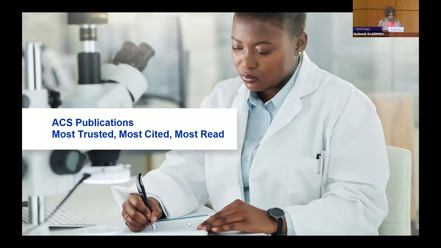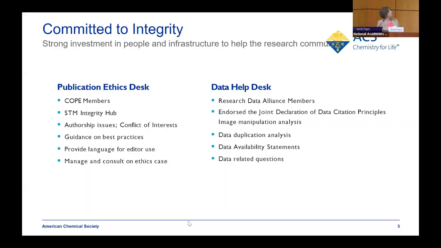So at ACS Publications, our 900 editors are all active practitioners of chemistry. They are professors, they are government researchers, they are corporate scientists, and they work closely with our professional staff, many of whom are trained in chemistry or other scientific disciplines.